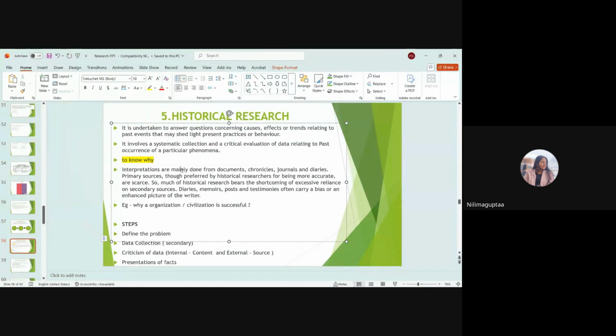So much of the historical research bears the shortcoming of excessive reliance on secondary resources, that is diaries, memos, posts, testimonies, which always have biasness. So that is why historical research is not considered to be very pure or correct, and they don't ask you much question from historical research, but certain basic things that we need to know.